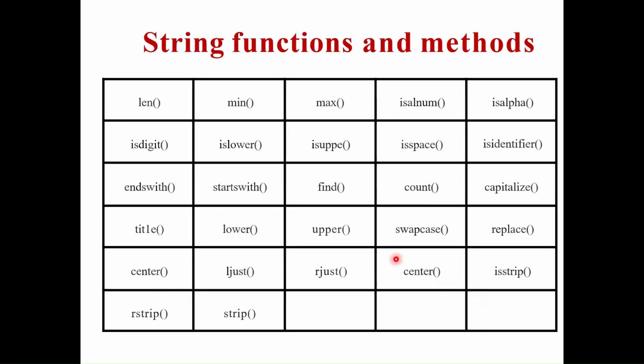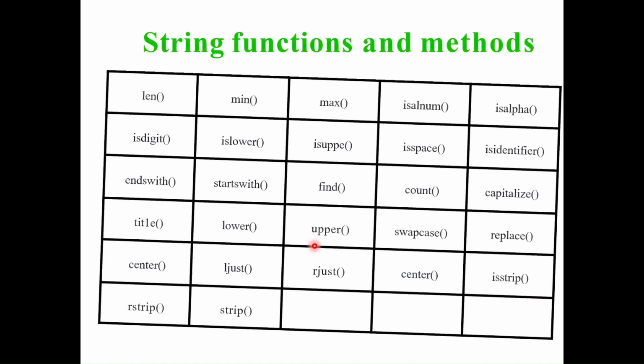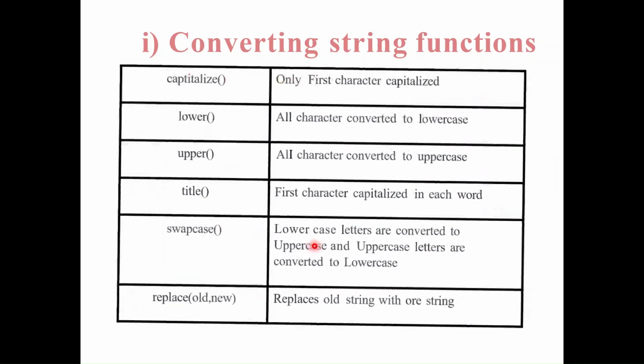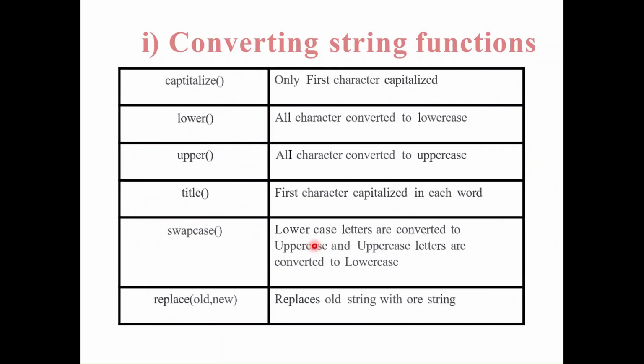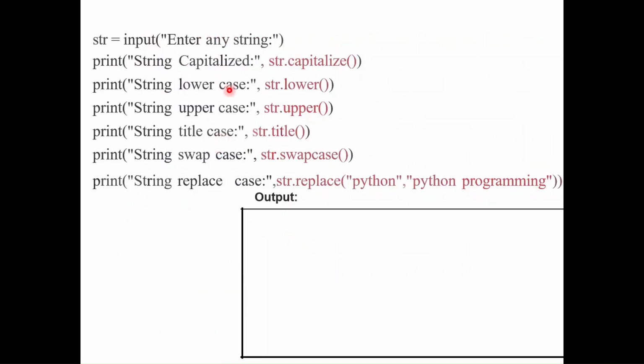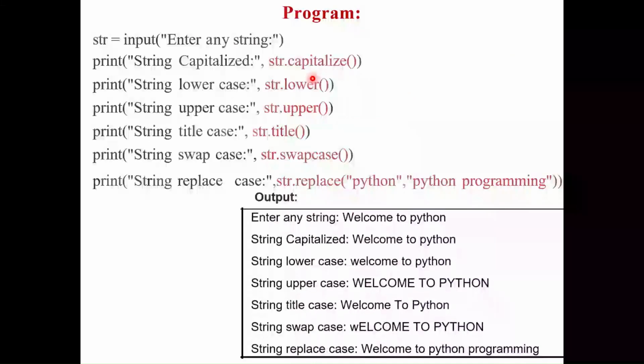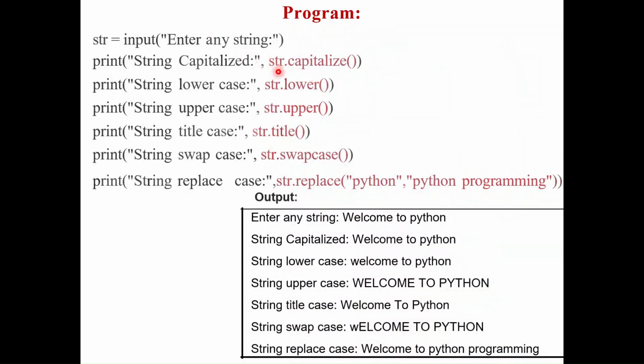And next, we are going to see various methods and functions supported by the Python language. That tabular column specifies a lot of functions. Now let us see the functions one by one in the subsequent examples. See the example: the capitalize function is for capitalizing the first letter of the given string.